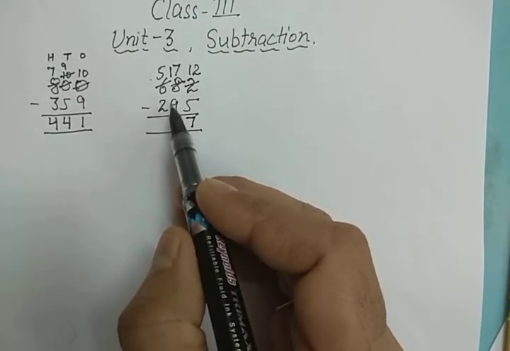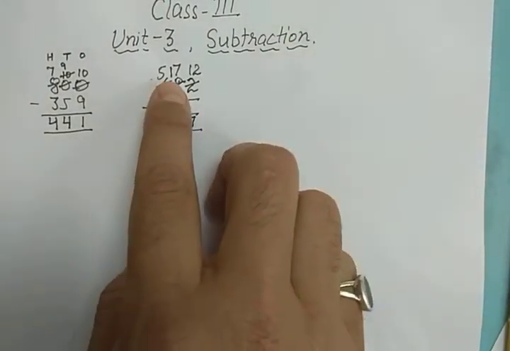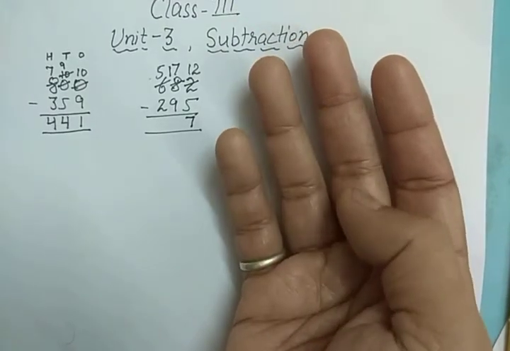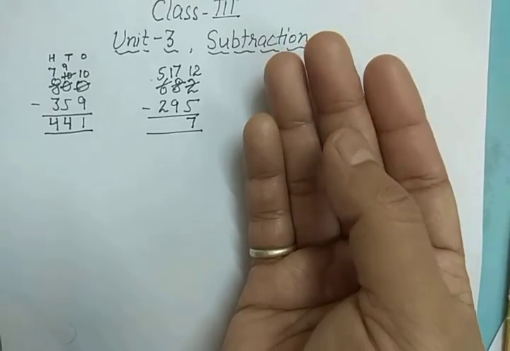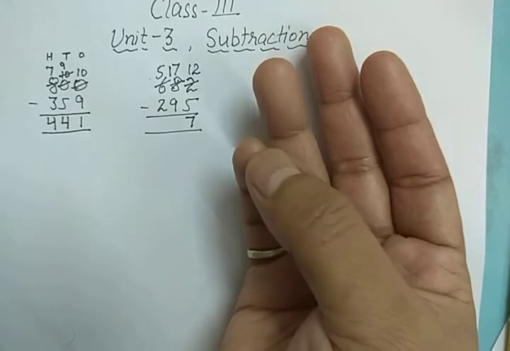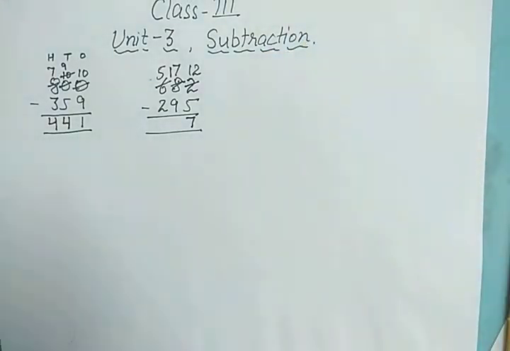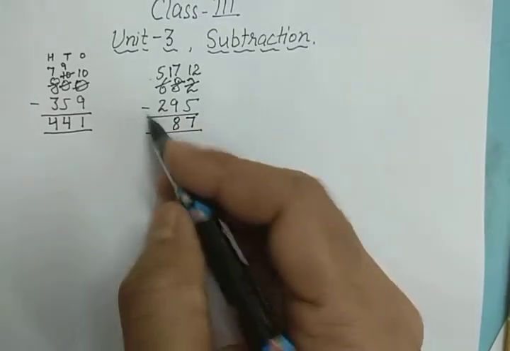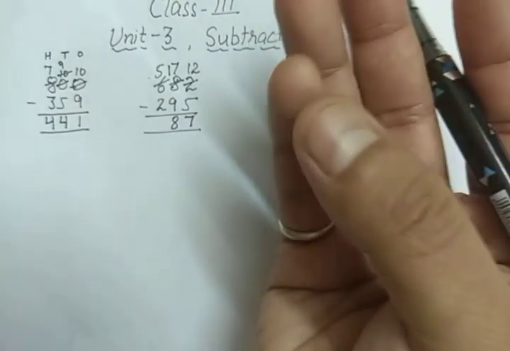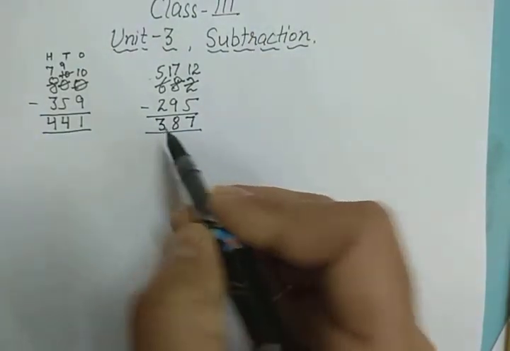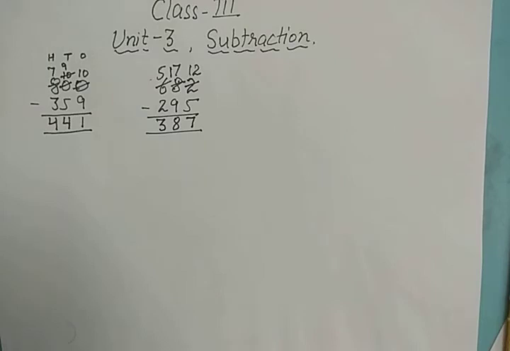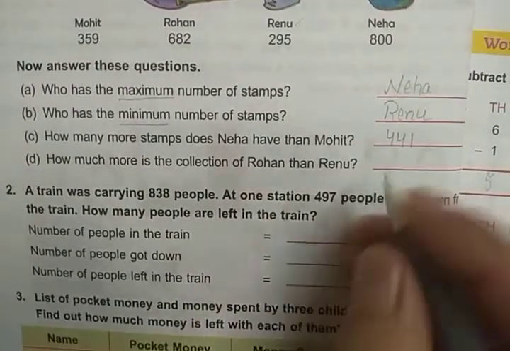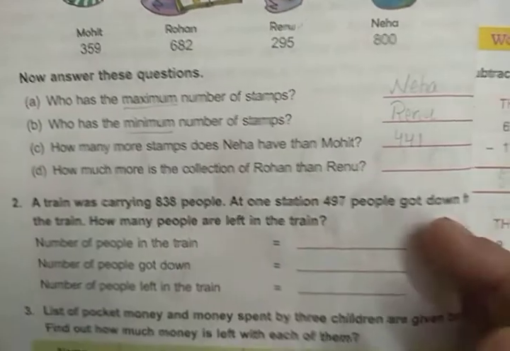Similarly here, keep 9 in your mind and count till 17. What comes after 9? 10, 11, 12, 13, 14, 15, 16, 17. Count the numbers: 1, 2, 3, 4, 5, 6, 7, 8. And then same here, keep this 2 in mind, then 3, 4, 5. So 1, 2, 3. So our answer is 387. So we will write the answer here. So our answer is 387.